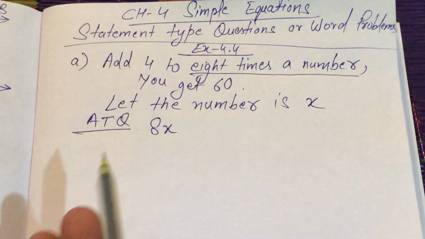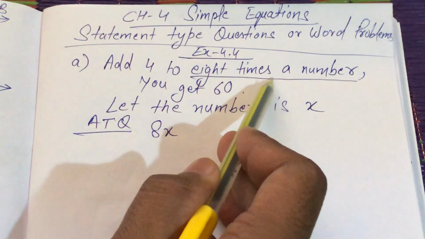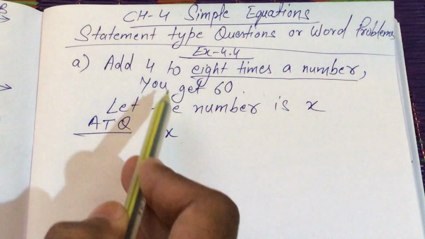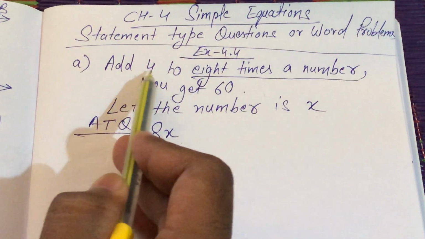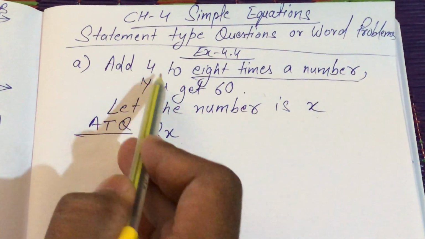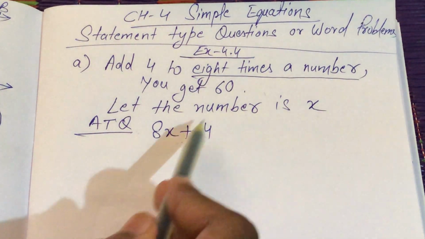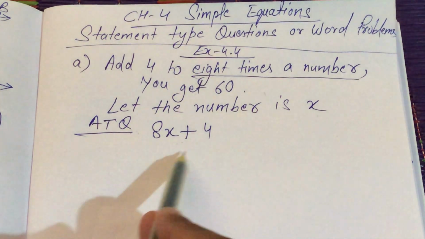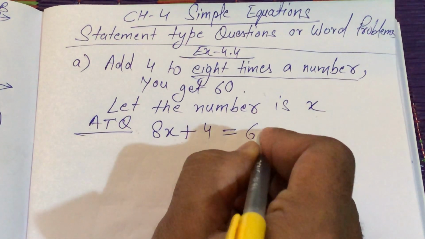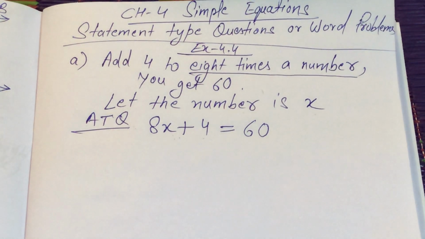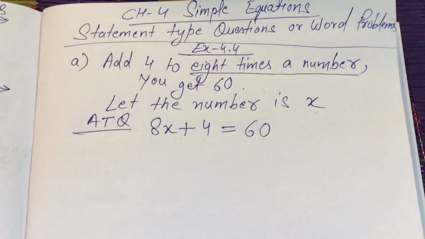Whenever times is there, that means we are multiplying. 2 times, 3 times, 4 times. So 8 times a number, that means 8x. Added to 4. You have to add 4 to 8 times a number. What do we add? 4. Then add 4. Add 4 to 8 times a number, and what will you get? You will get 60. We have formed the equation. See, the equation has been formed.